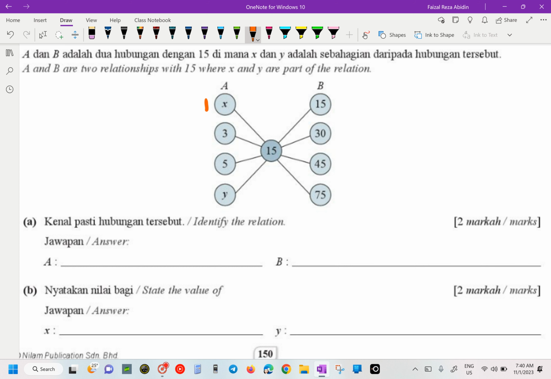Okay, for the A here it is going to be all the factors. For B here will be what? 15, 30, 45, 75. What does it mean by B here? All are odd numbers? Are you sure odd numbers? 30 is not an odd number. For the relation for B there, it is going to be a multiple of 15, isn't it? 15 times 1, 15, 15 times 2, 30, 15 times 3, 45, 15 times 4, 75. So the relationship for B here is going to be multiple of 15.